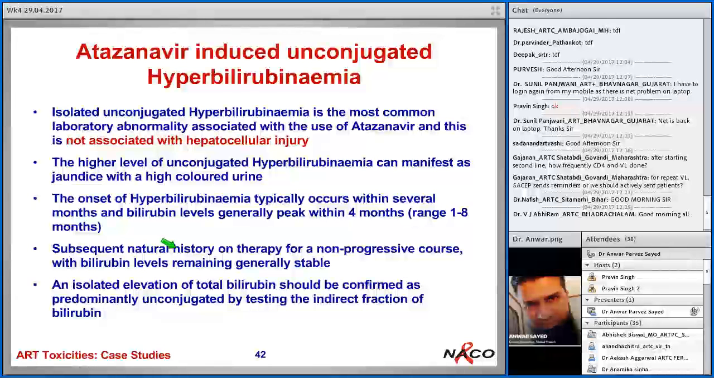So if the patient develops yellowish discoloration of eyes or nails or skin or other parts, and you do serum bilirubin, then you may see unconjugated hyperbilirubinemia, that is indirect hyperbilirubinemia. If you see that, you need not worry. But it is easy for us to say, and difficult for patients to accept, because everyone will be asking them why they have yellow eyes. So they should be counseled about that, but that is one of the problems with atazanavir.